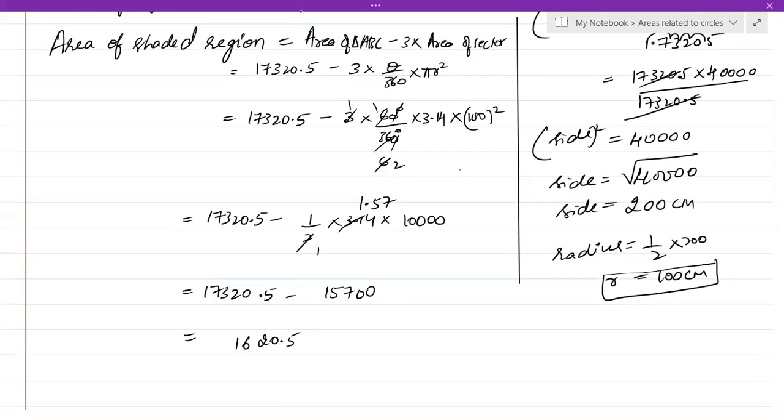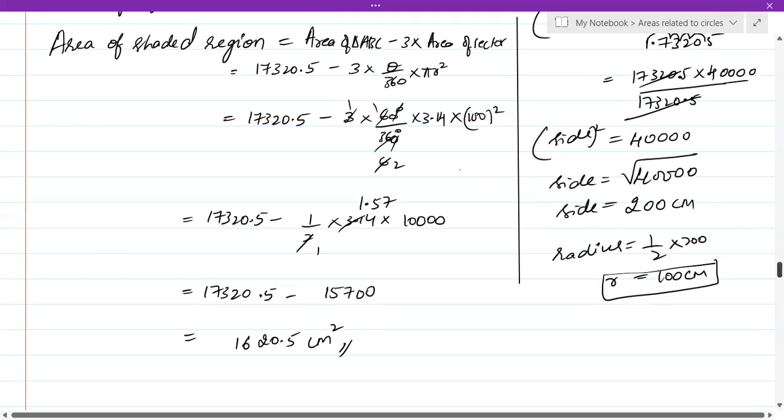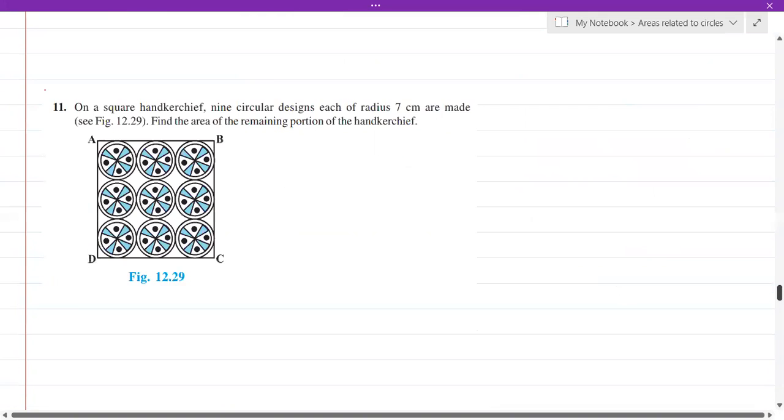17,320.5 minus 15,700 is 1620.5 centimeter square. So that's the area of the shaded region. So let's get into the next question.